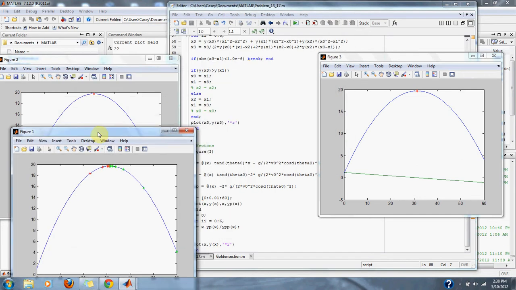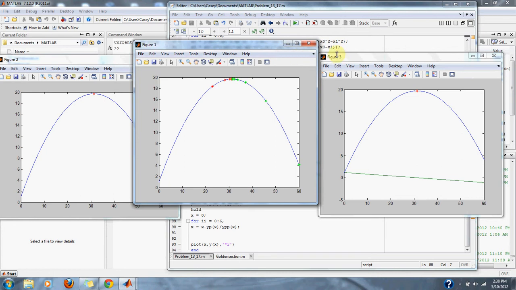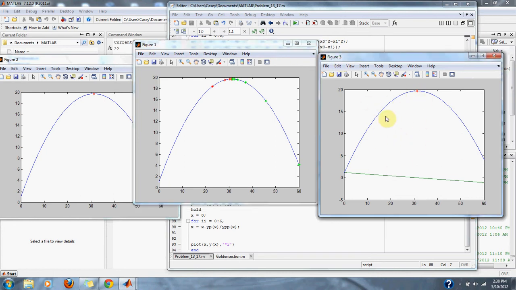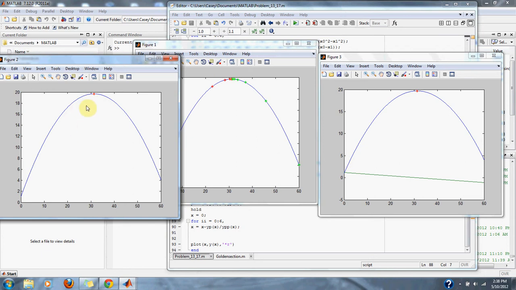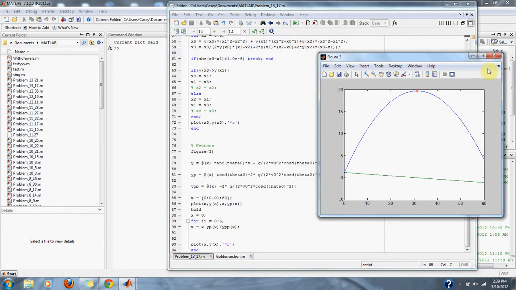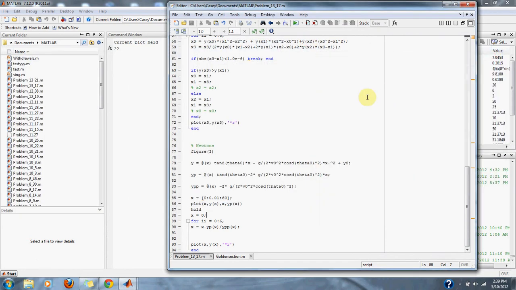So here are the graphs. This is the graph for Newton's method. This is the graph for the golden ratio, or the golden search method, which you can see the lower bounds and upper bounds approximating our maximum. And then here's the plot for the parabolic interpolation method, which automatically converges in this problem because our function is a parabola. And that is about it for problem 13.17 in numerical methods.